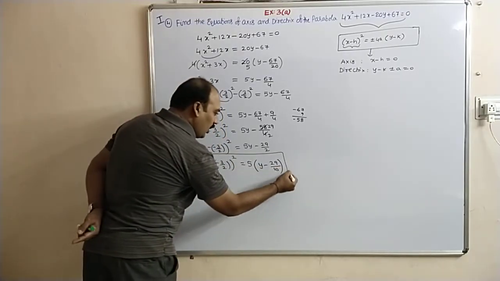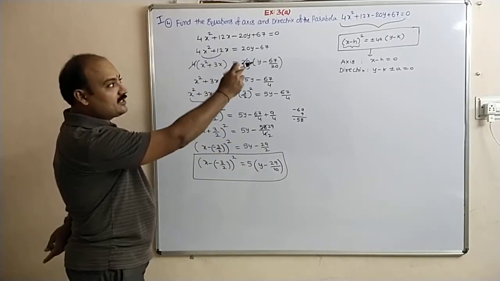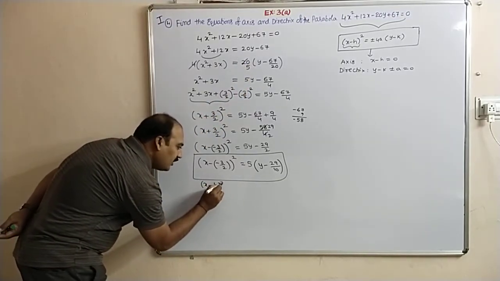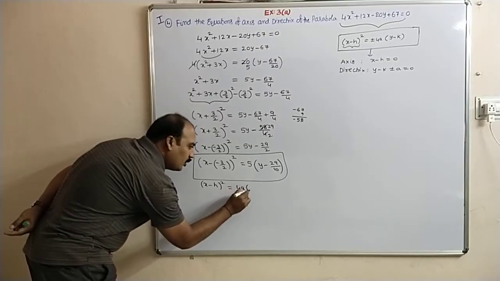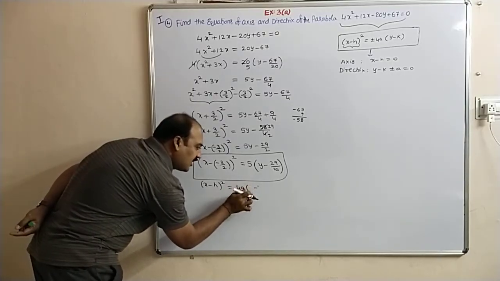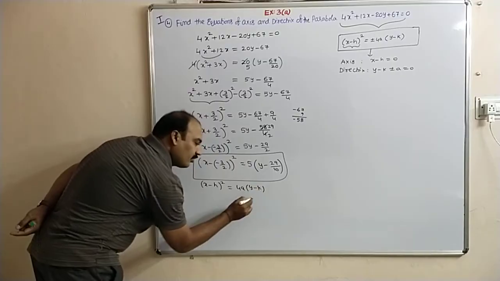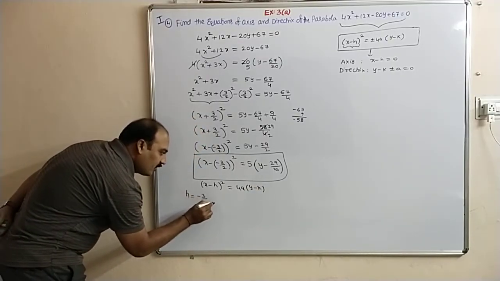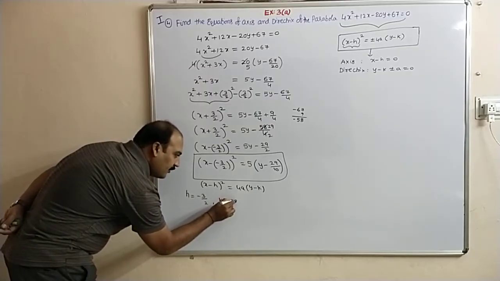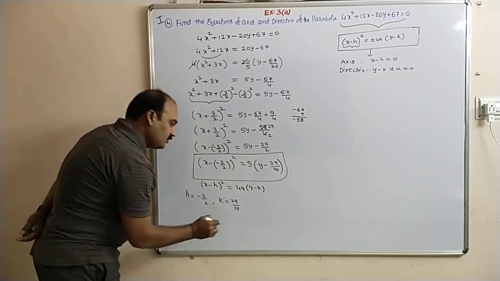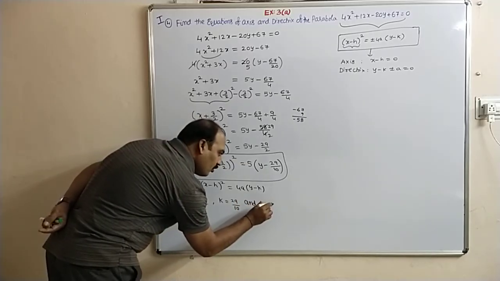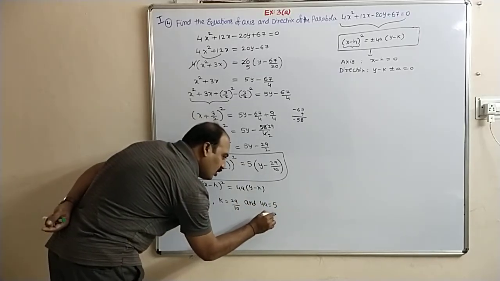This equation you have to compare with x minus h whole square equal to 4a into y minus k. Then h is equal to minus 3 by 2 and k equal to 29 by 10, and 4a equal to 5. 4a equal to 5, then a is equal to 5 by 4.